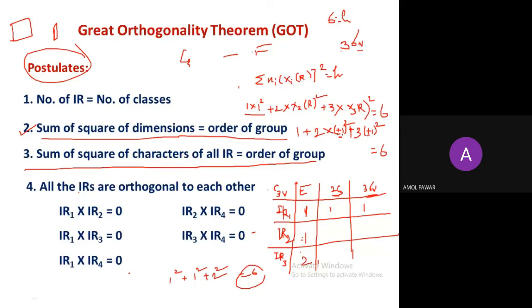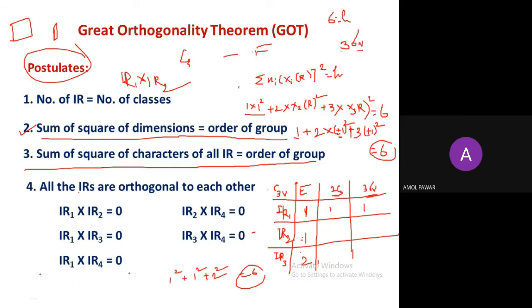See, if I write here plus 1, then 1 plus 2 into 1 squared is 2. So 1 plus 2 plus 3 into 1 squared is 1. So 1 plus 2 plus 3 is equal to 6. Okay. But I do not know whether it is plus 1 or minus 1. That we have to decide again using the formula IR1 into IR2. Okay. Now what is IR1?